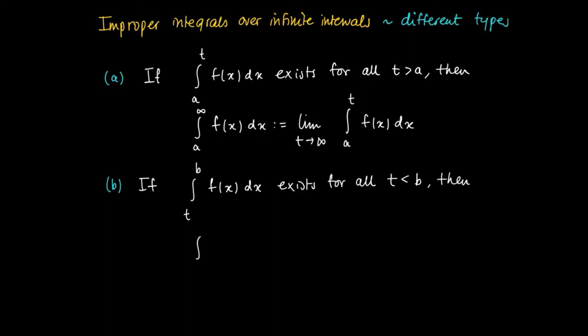And suppose the integral t to b of f(x) dx exists for all t smaller than b, then we may speak of the integral from minus infinity to b of f(x) dx as if it were the limit of t to minus infinity of the integral t to b of f(x) dx. So now the lower integration bound goes to minus infinity. And we'll say that the improper integral converges if the limits exist, and we will call it divergent if the limits do not exist.